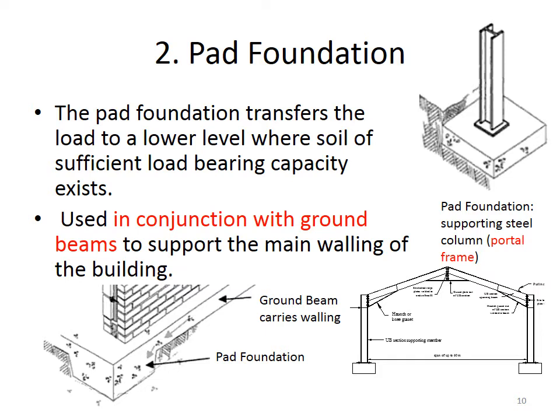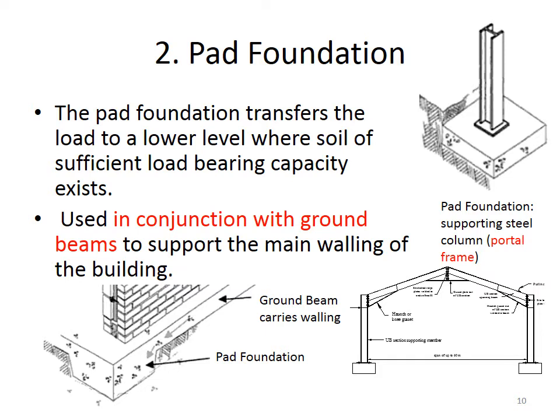It's used in conjunction with ground beams sometimes, depending on the makeup of the actual structure up above. So it's used in conjunction with ground beams in order to support the main walling of the building. So quite often these portal frames, we can see an example in the image in the top right hand corner there of the pad foundation, and then just below that there, like I said, is an image of a portal frame. So we can see the pad foundations on either side and the upright columns going up there, creating the frame of the building, and then we have our rafters, our trussed rafters there, sloped up for the roof.